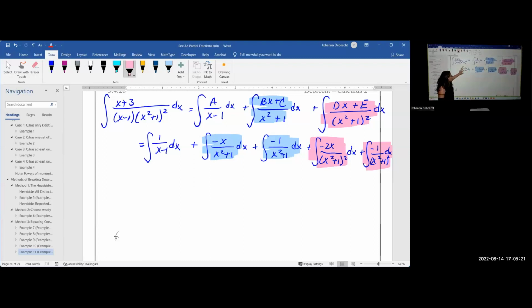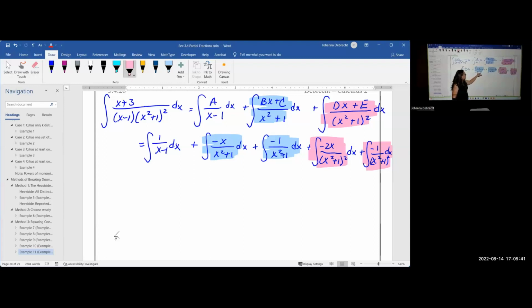So how would you integrate this one? Well, you're going to let u be x minus 1, and this is going to become 1 over u du, which is the natural log of the absolute value of x minus 1. So this one is pretty straightforward. How about this second one right here, the first blue highlighted one?